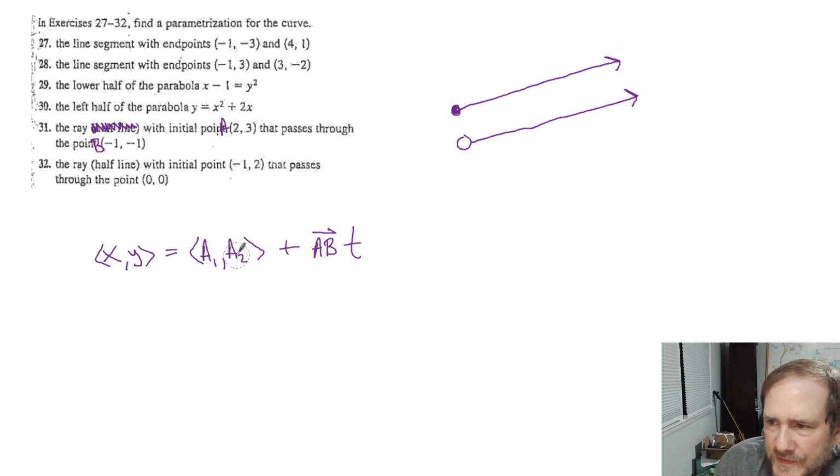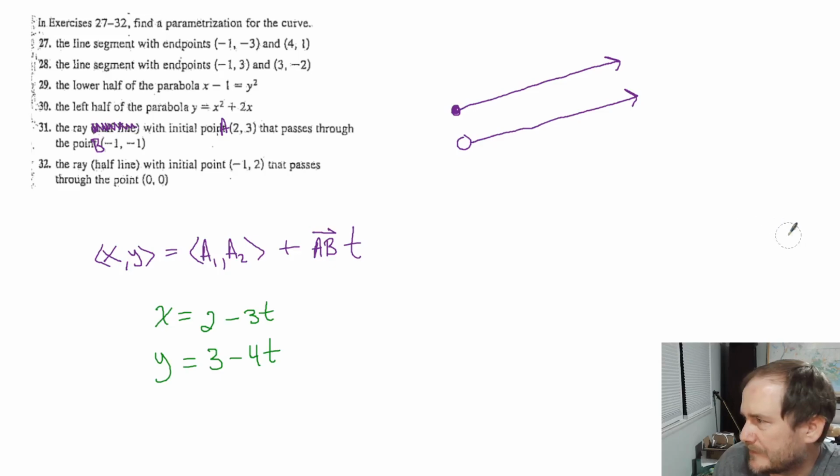So use vector AB as your vector. If you think about this vector equation, that's going to give you the perfect parametrization. So x is going to be the x coordinate of A, which is 2, plus the x component of the vector AB, which has me going left by 3, so it'll be minus 3t. And then y equals the y coordinate, which is 3, and then we're going left 4, so minus 4t.